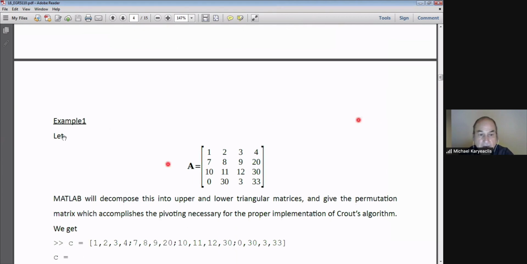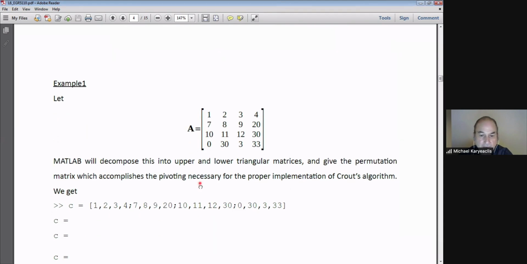What does it do? Let's say we have an example. Take matrix A, which is 1, 2, 3, 4, 7, 8. It has these numbers. This matrix is not quite singular, but it's not very good either. If you ask MATLAB to decompose this 4 by 4, you can do it by hand if you're patient and careful, but we won't do that here. MATLAB will split it into lower and upper triangular, and it will also give you any permutations of rows that it has done in order to do the pivoting properly.